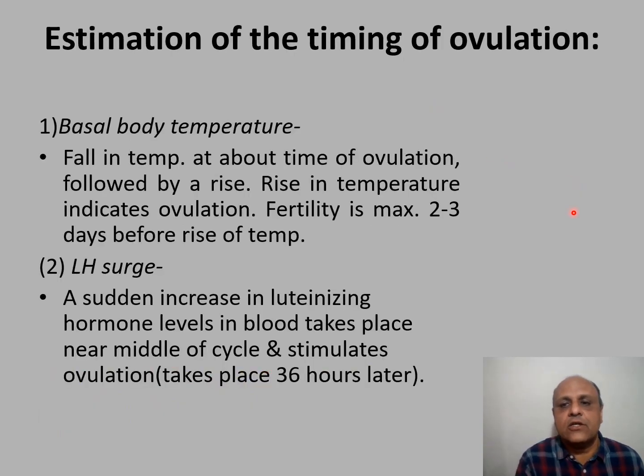Now, estimation of timing of ovulation. So if you get a note on menstrual cycle, give the definition of menstrual cycle, give its 4 stages, give the changes taking place in the endometrium, why these changes take place to prepare for the fertilized ovum. You also mention there how estimation of timing of ovulation can be done. So estimation of timing of ovulation can be done by 2 methods: basal body temperature and luteinizing hormone surge.